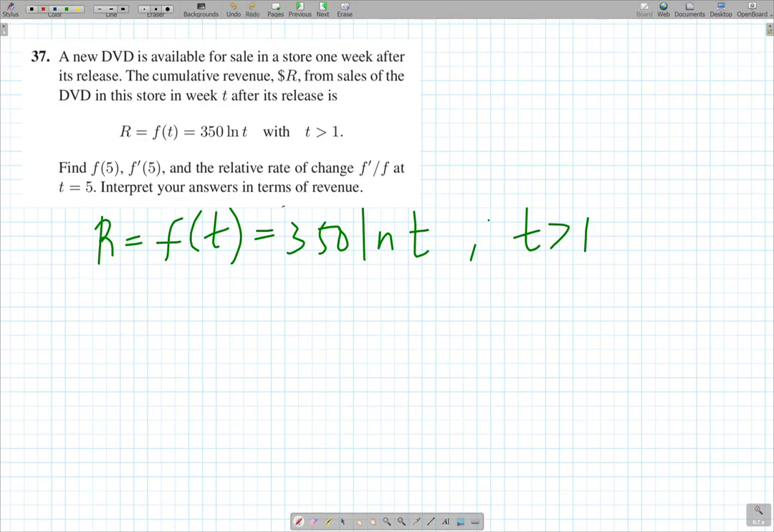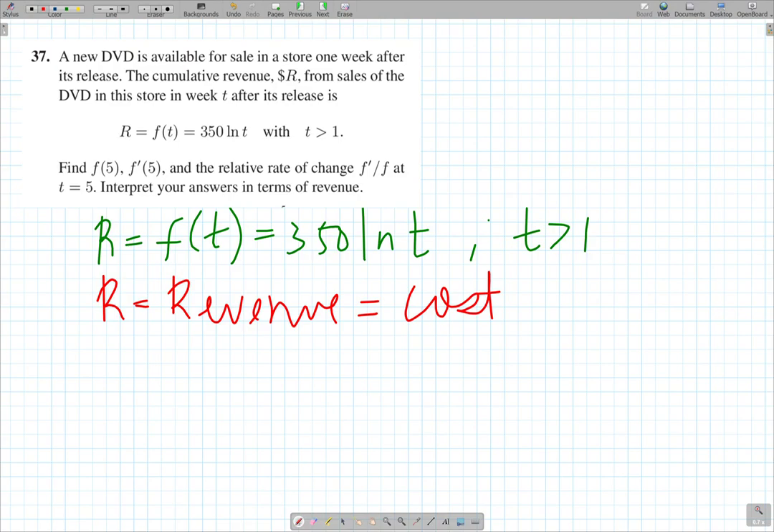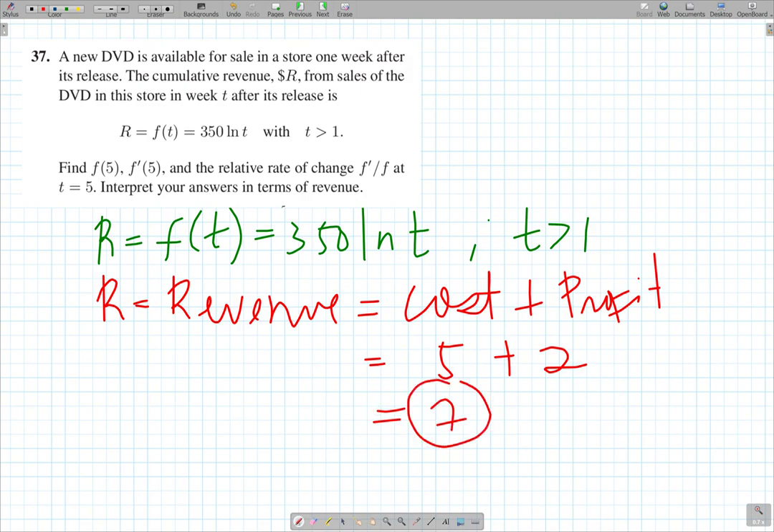Okay, let me change the color. Revenue R. What does revenue mean? Actually, revenue is equal to the cost of producing certain units plus the profit. For example, if you are producing one ice candy, one stick of ice candy, let's say its cost is 5 pesos, then your profit is 2 pesos, so you will sell it for 7 pesos. That is called revenue R. That is what revenue means. Alright? So, the given revenue R is equal to F of T, equals 350 ln of T.